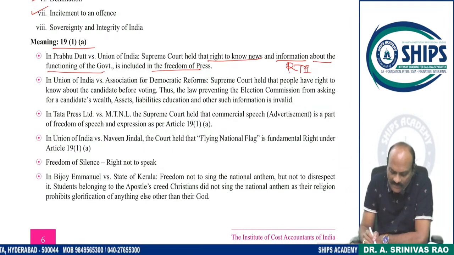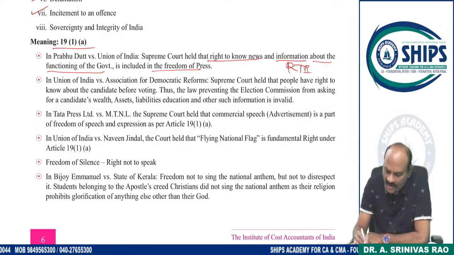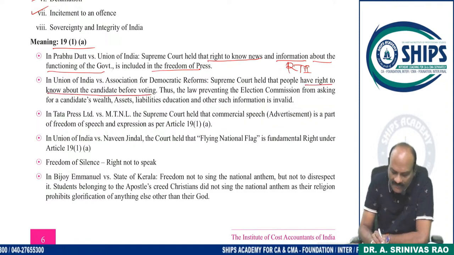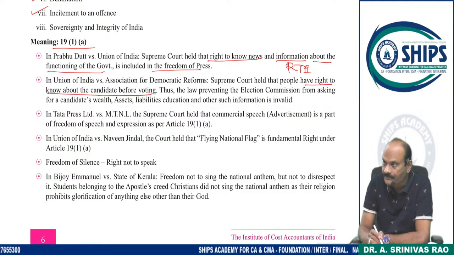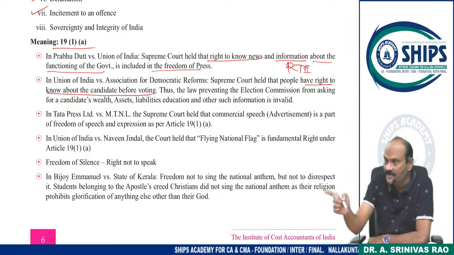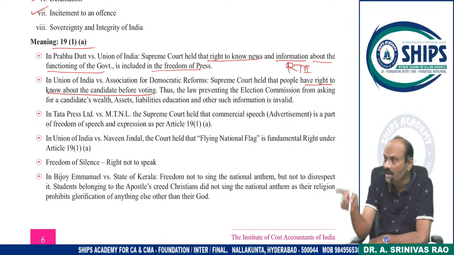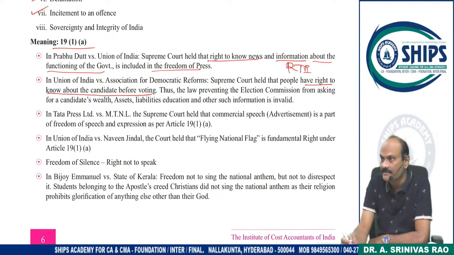In Union of India versus the Association for Democratic Reforms, the Supreme Court held that the people have a right to know about the candidate before voting. That's why candidates have to produce details in the affidavit: their name, surname, father's name, date of birth, qualifications, and the property they have. Everything has to be given.